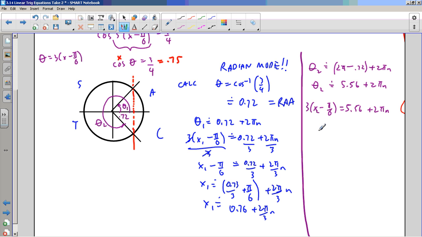And same trick, divide by 3. I'm getting used to this now, so I'm just going to write this as 5.56 over 3, and there's the period change, right? The period change that represented having the 3 in with the x. Add pi over 6 to both sides, and again, it goes in with the number part. This is a number part here.